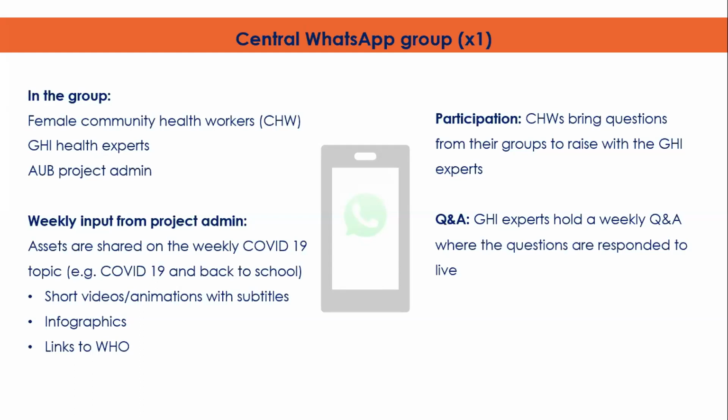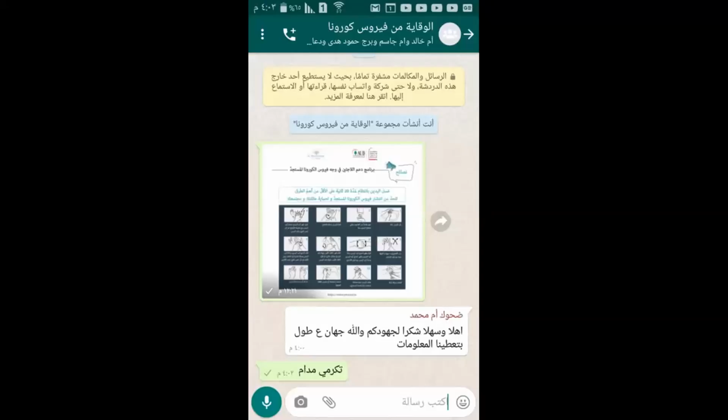Now that's sort of the first stage, and that's really the central group where it all happens, a very simple WhatsApp group with 27 health workers and some health experts and some project admin. And that's an example of one of the graphics, a very standardized fixed graphic which can easily be shared, easily be captured, not a large amount of text. It doesn't take up a large amount of data. So this is an example of one of the graphics which is typically shared in the learner group.